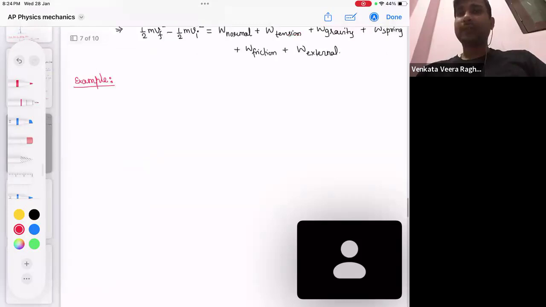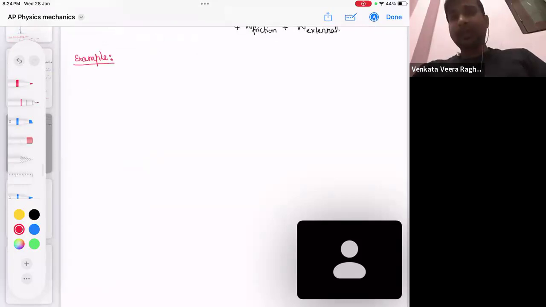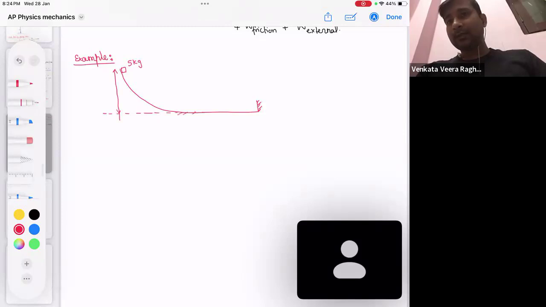In this example, what is given to us? A curve track is given to us, and this curve track becomes horizontal once it reaches this, and a particle of 5 kg is sliding from this height. This straight segment is there, the height of this straight segment is given to us as 5 meter.